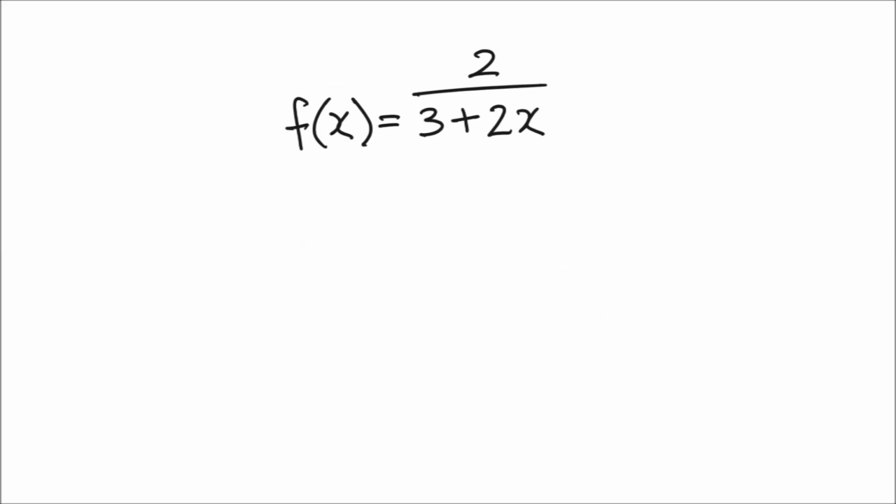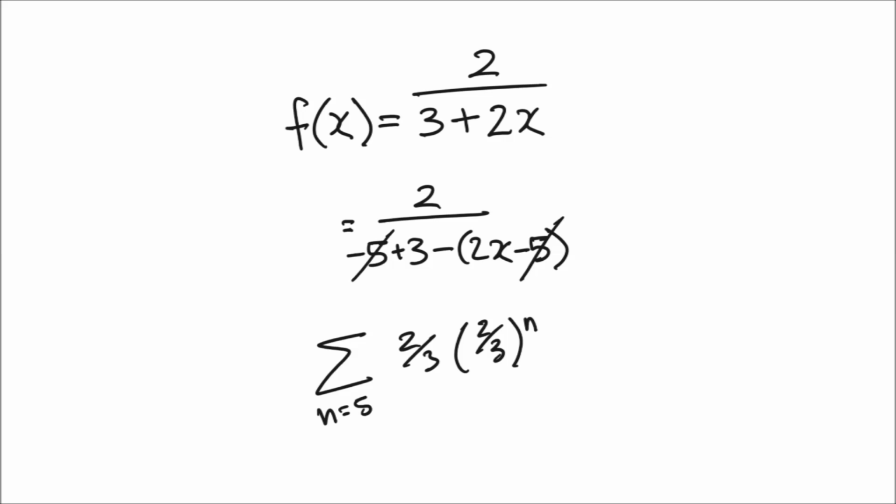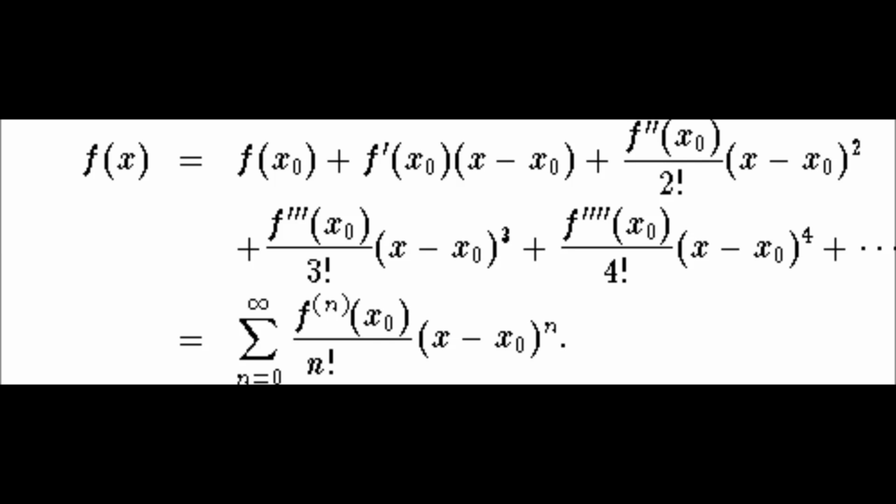When it's centered at, let's say, 5, then you subtract 5 from the 3, and then 5 from the x within parentheses in order to balance out the equation if you were to distribute the negative. So that was a quick review of general series and power series.